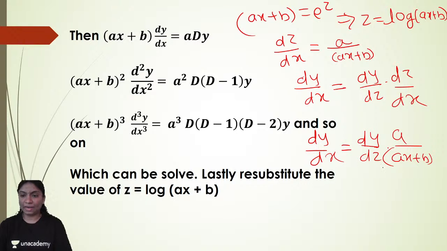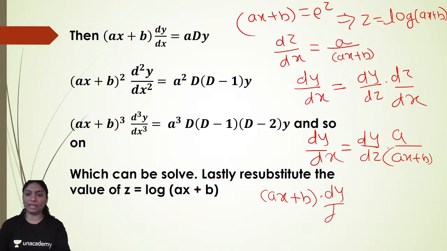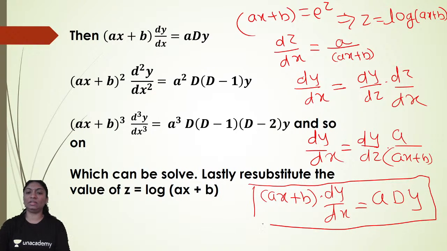Here, dy by dx is equal to a upon ax plus b into dy by dz. So I am transferring this ax plus b to the LHS. So ax plus b into dy by dx is equal to a into dy by dz. But as we know d by dz is D, wherever the term ax plus b into dy by dx is there, we can directly substitute a into Dy to convert it into a linear differential equation with constant coefficients. So ax plus b into dy by dx is equal to a into Dy.